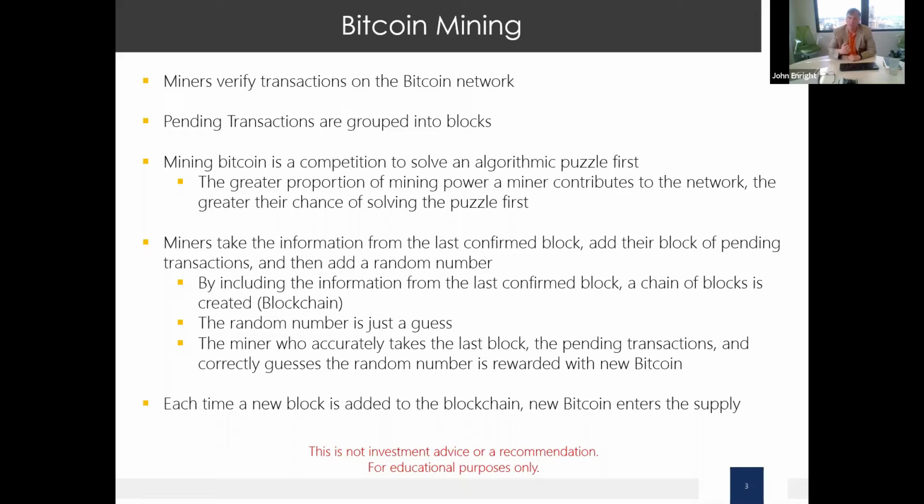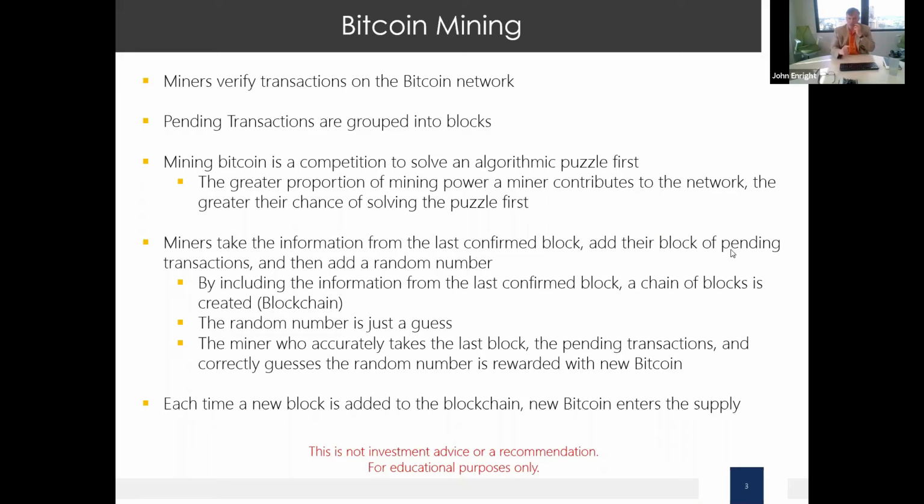And again, I'm going to show you a visual of this in a moment. The random number is literally just a guess, which is why it takes so much energy and effort for these nodes to figure it out. The miner who accurately takes the last block, the pending transactions, and correctly guesses the random number is rewarded with a new Bitcoin. Each time a new block is added to the blockchain, new Bitcoin enters the supply.